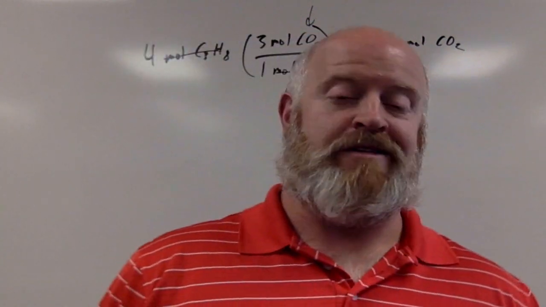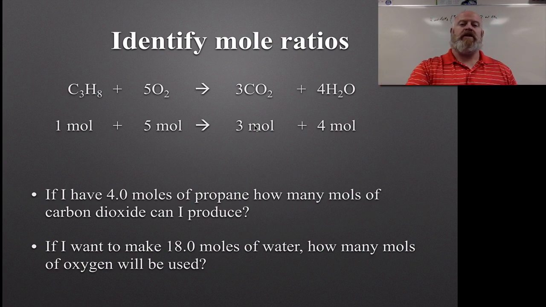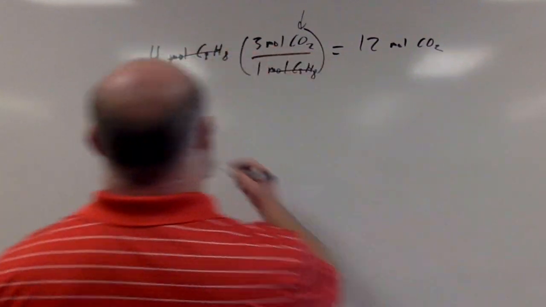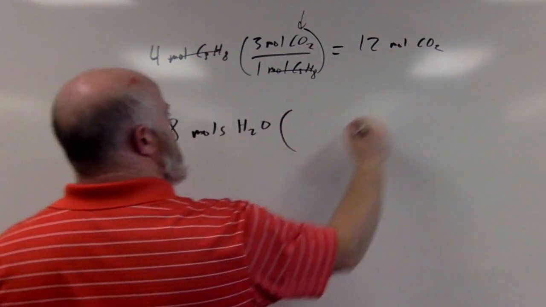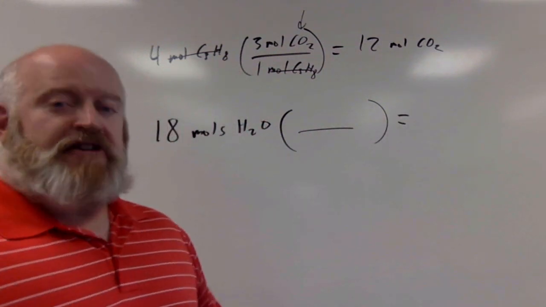Now you might be thinking, wow, that's a lot of work for just taking something times 3. I can do that. That's fine, which is good. I agree with you. You probably can. What gets tricky is what happens when things don't line up as easily with the math. So the next one isn't hard yet, but isn't quite as easy. If you want to make 18 moles of water, how many moles of oxygen will be used? So we want to make 18 moles of water, and we want to figure out how many moles of oxygen is going to be used.